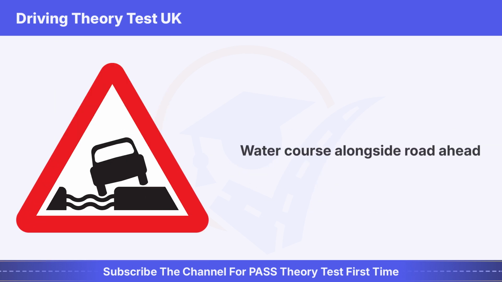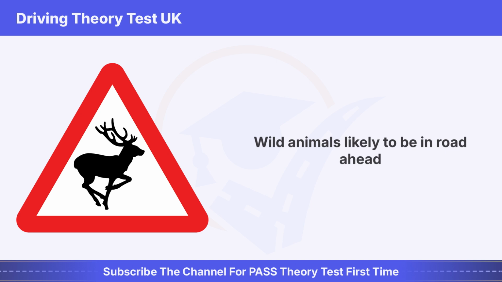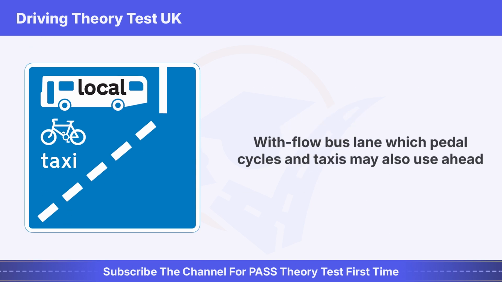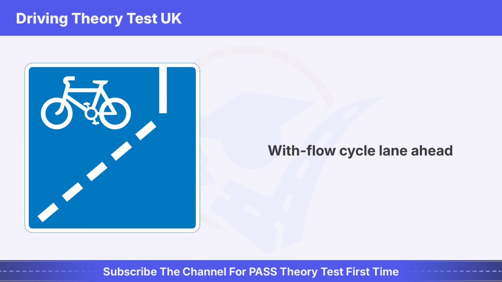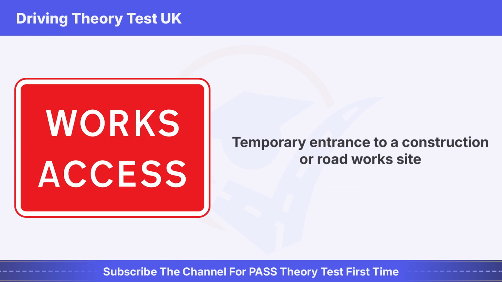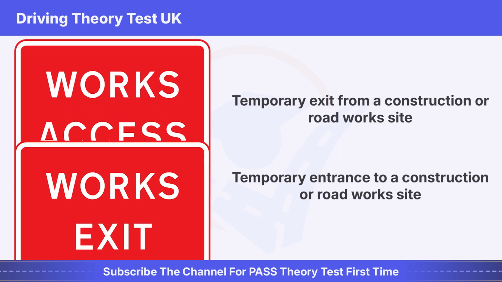Watercourse alongside road ahead. Wild animals likely to be in road ahead. Wild fowl likely to be in road ahead. With flow bus lane, which pedal cycles and taxis may also use ahead. With flow cycle lane ahead. With flow cycle lane.